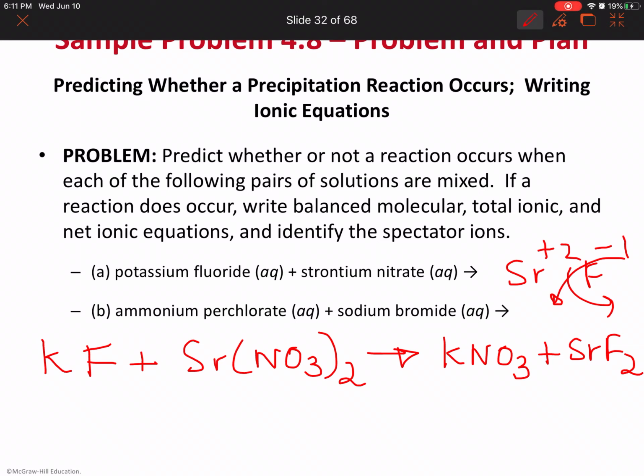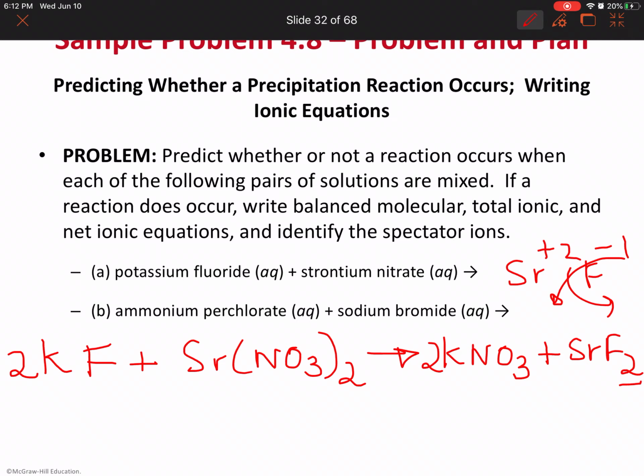Okay, and then we need to know whether this reaction is balanced. So if you balance it, there are 2 fluorides over here, so then you need to put 2 right there. Now the potassium became 2, and then you put 2 in front of this potassium. So there are 2 nitrates in potassium nitrate, and in strontium nitrate, you already have 2. Now we can see it's balanced.